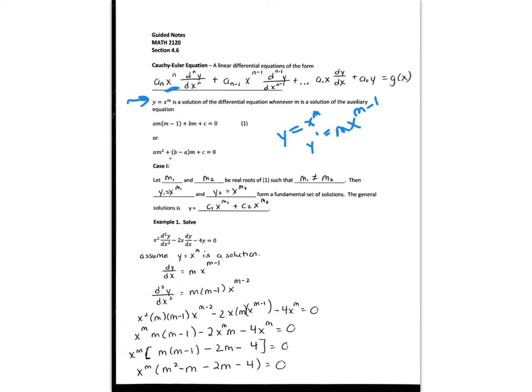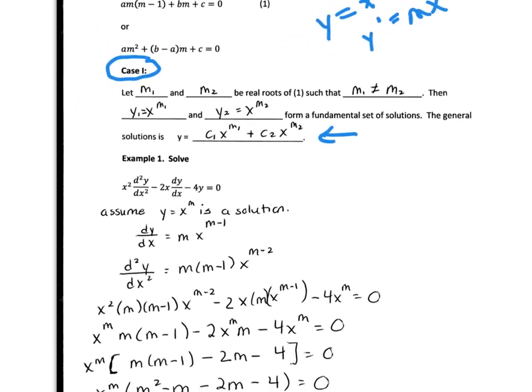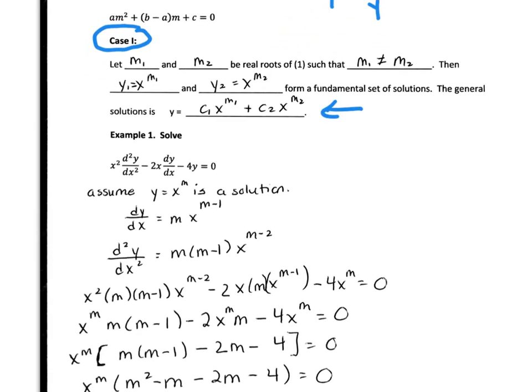So case 1 is where you have two unique solutions. So the way you're going to write your solution is c sub 1 x to that root plus c2 x to the other root. Here's an example. I found my first derivative. I found my second derivative. I plugged those into my DE. So you've got x squared times your second derivative minus 2x times your first derivative minus 4 times y.